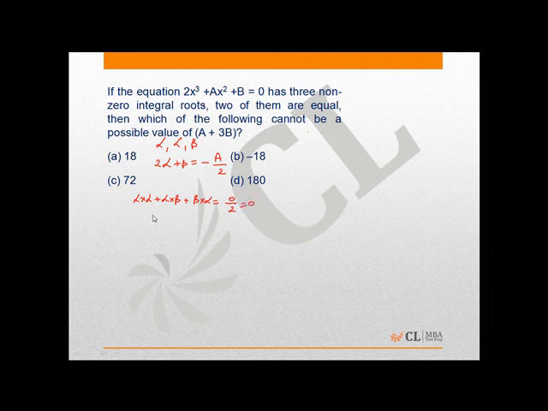So it is 0. That means alpha square plus 2 alpha beta is 0, which is alpha into alpha plus 2 beta is again 0. Alpha cannot be 0, so that means beta is equal to minus alpha by 2. Now if I put this value in equation 1, I will get 2 alpha minus alpha by 2 is equal to minus a by 2. This gives you a is equal to minus 3 alpha.